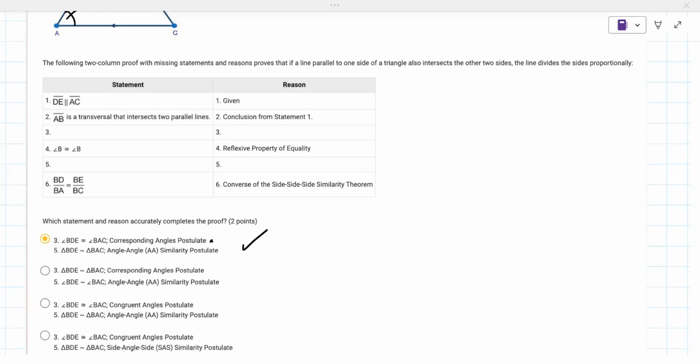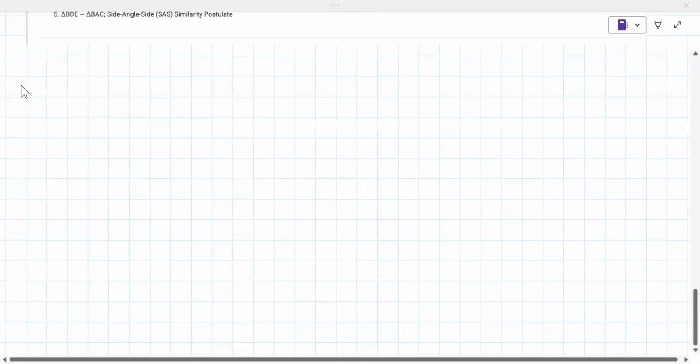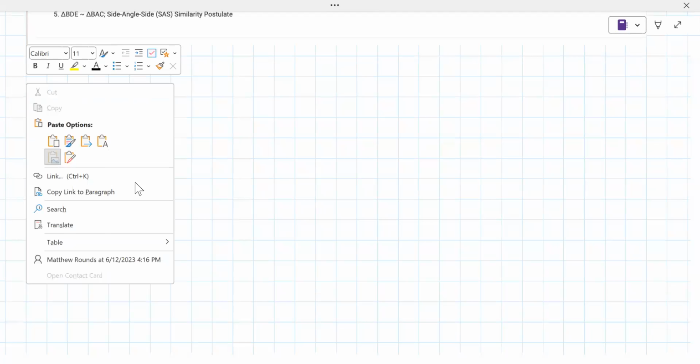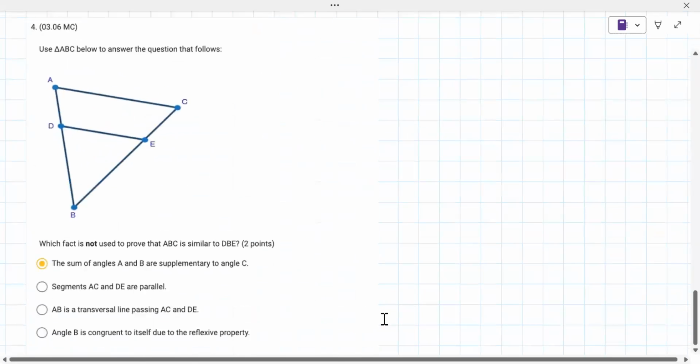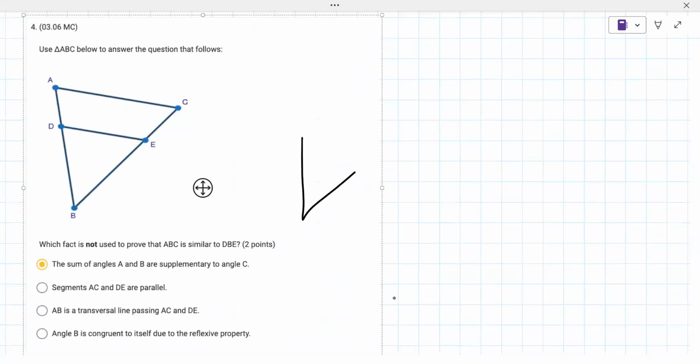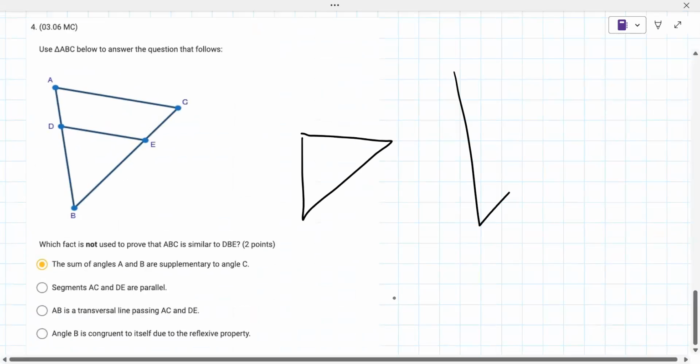All right, new problem here. We've got two overlapping triangles. Sometimes it's good to draw them separately so that you can see just the triangles without the overlap. Which fact is not used to prove that ABC is similar to DBE?